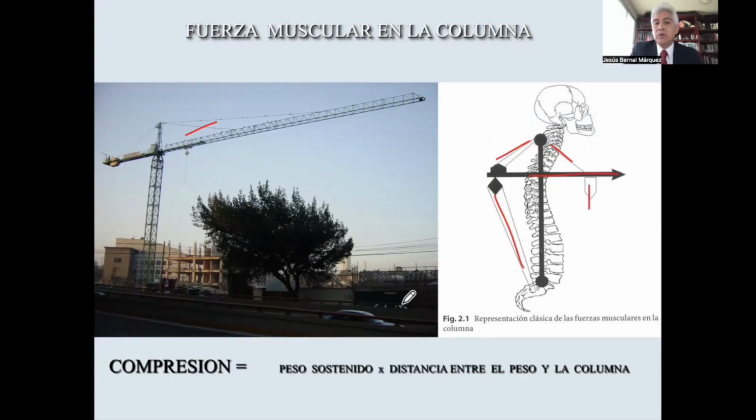The compression exerted on the spine is equal to the weight we are going to support. If we want to pull 100 kg in the gym, well, that has to be multiplied by the distance between the weight and the spine. That is from this to this. If we do it with our arms more stretched, the possibility of damaging our spine is greater. If we load more weight, it is greater.